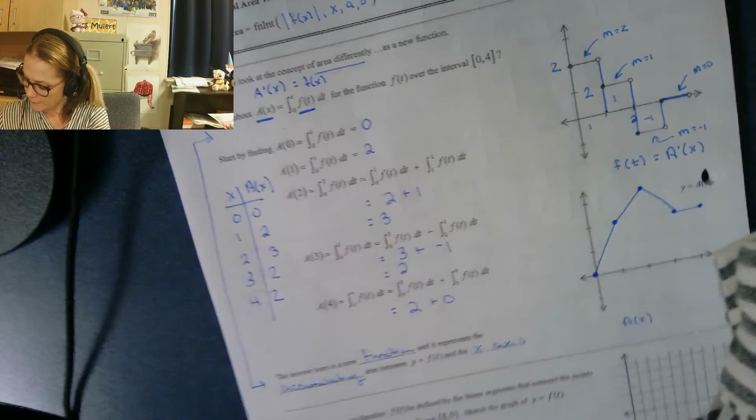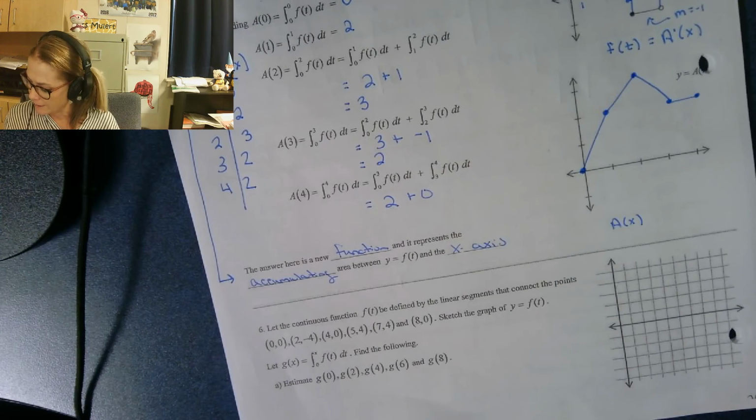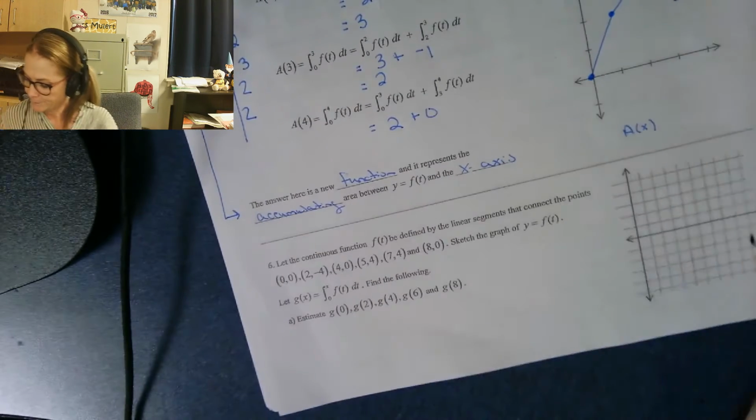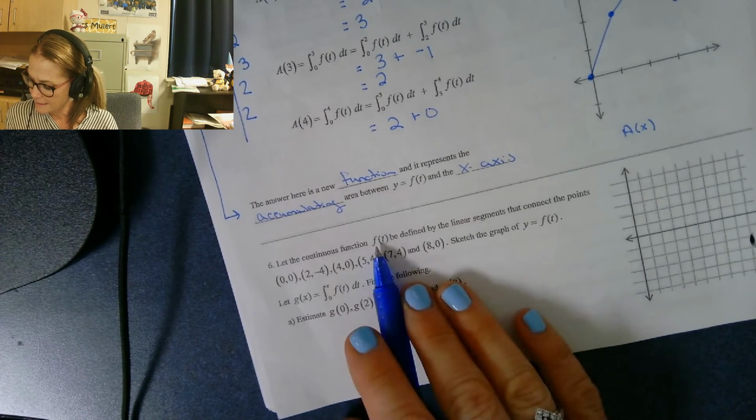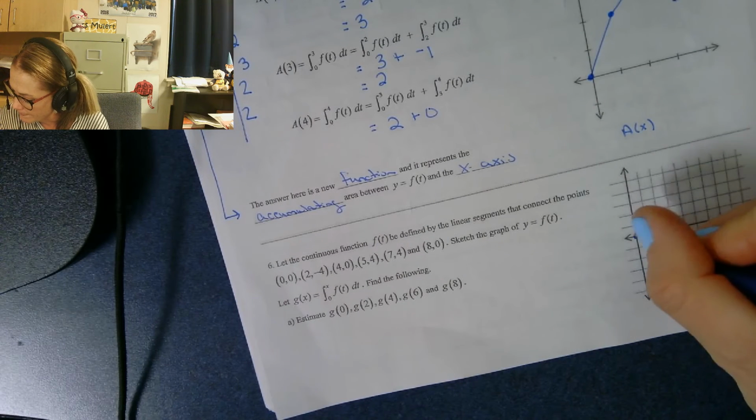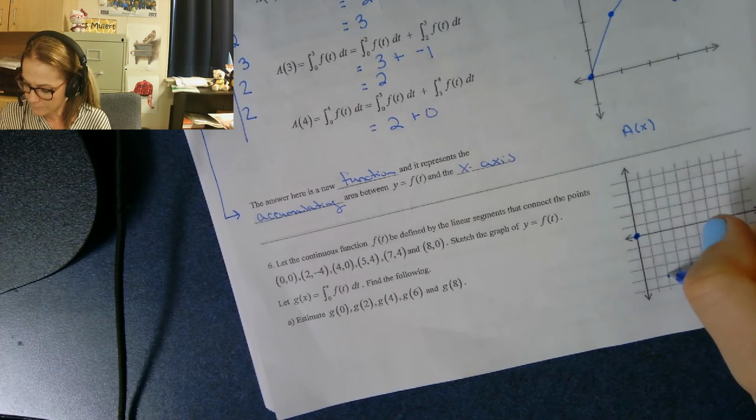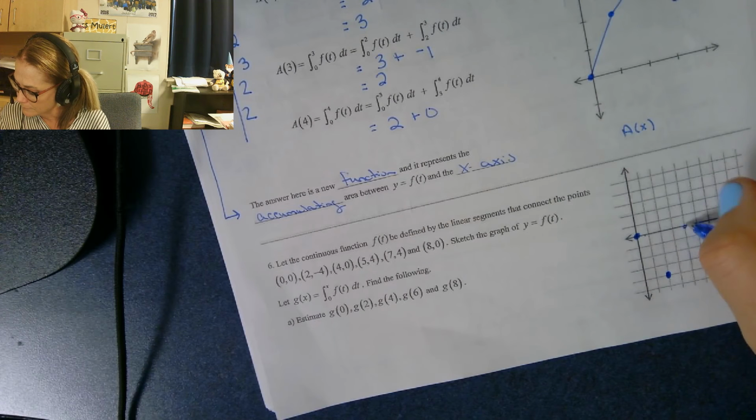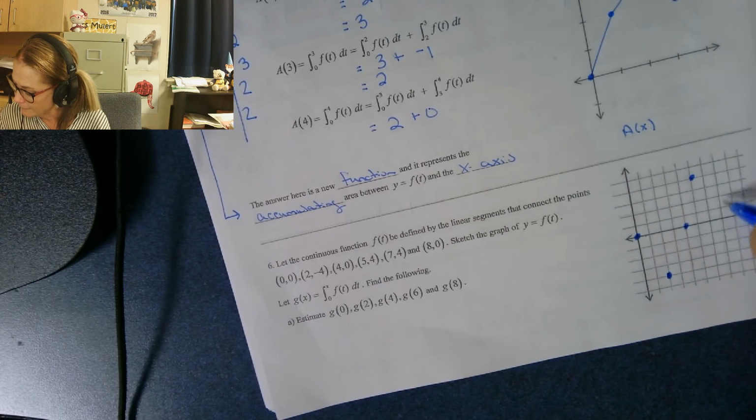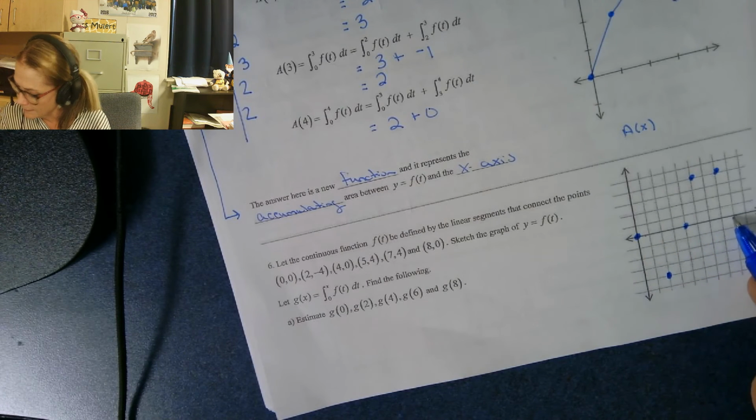Okay, moving on. So this is the most confusing part about this next piece, is that I'm going to constantly have to flip back from page to page. But okay, so here we go. Continuous function f of t defined by the linear segments that connect the points. Okay, so f of t is here: 0, 0, 2, negative 4, 4, 0, 5, 4, 7, 4, and 8, 0.